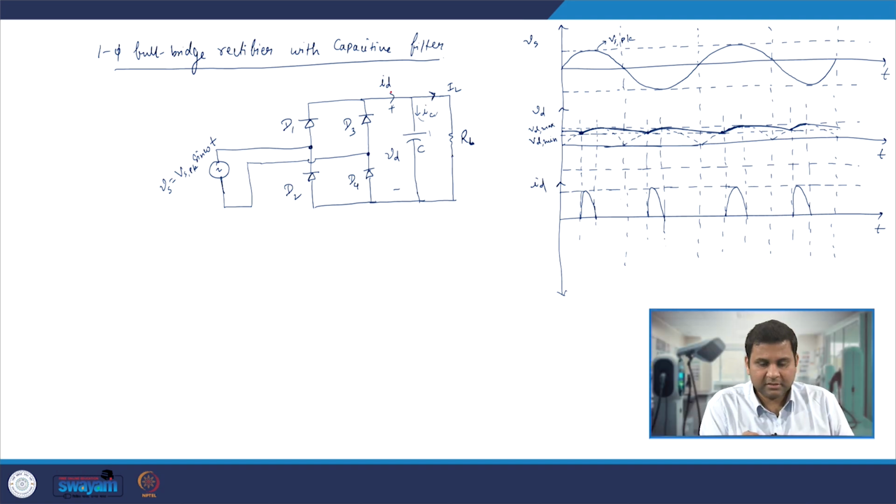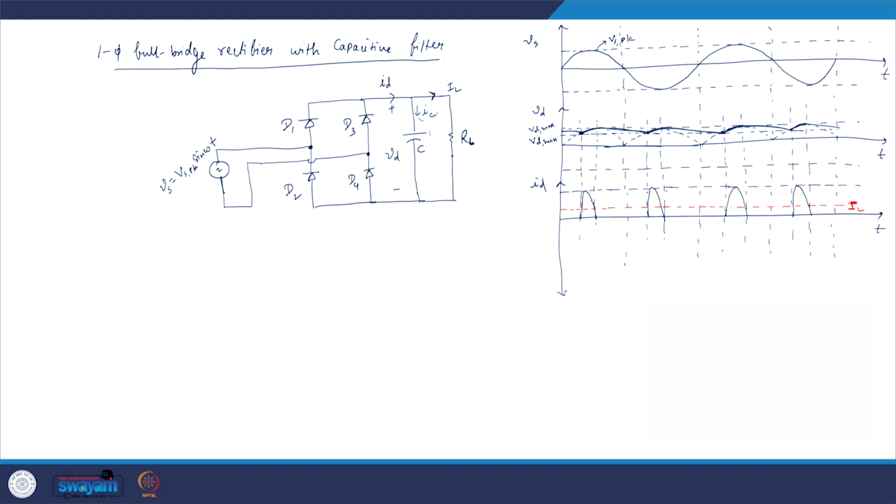is not a pure DC, not a constant DC current. For some portion of the time the peak current is drawn, while in the other portion it is 0. So that is why this particular current will have an average value, and that average value is defined as IL, which is going into the load.